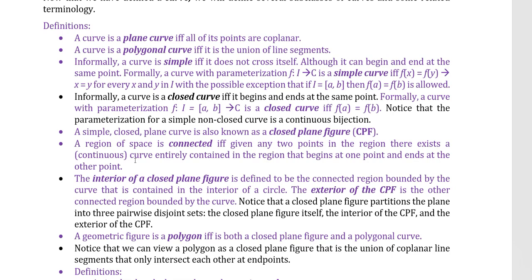Informally, a curve is simple if and only if it does not cross itself. Although we do allow it to begin and end at the same point if we want, it would still be simple. Or it doesn't have to begin and end at the same point. But otherwise, it doesn't cross itself.